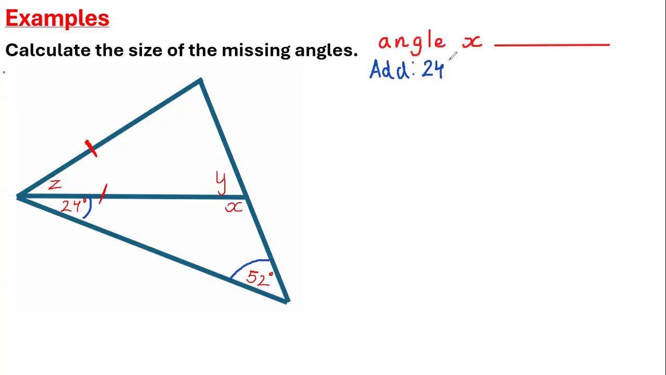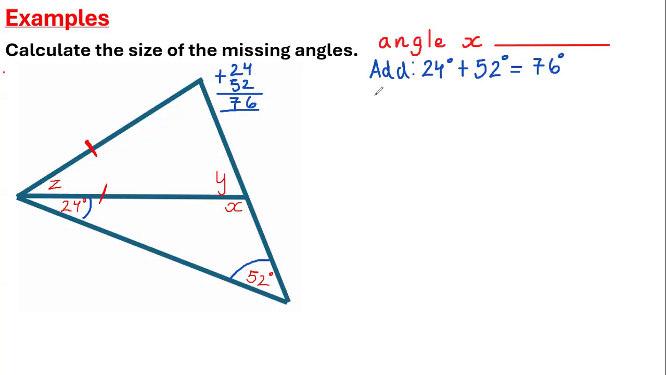24 degrees plus 52 degrees is going to be equal to 76. Let's add them. 4 plus 2 is 6. 5 plus 2 is 7. So it's going to be 76. This is definitely 76 degrees. So that's that.